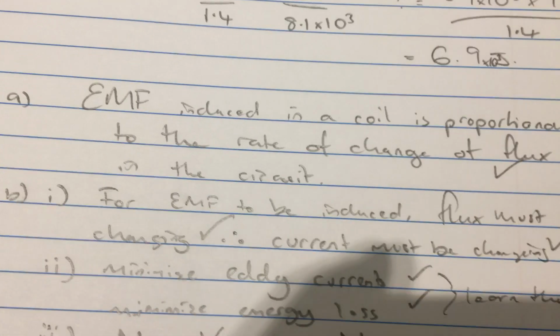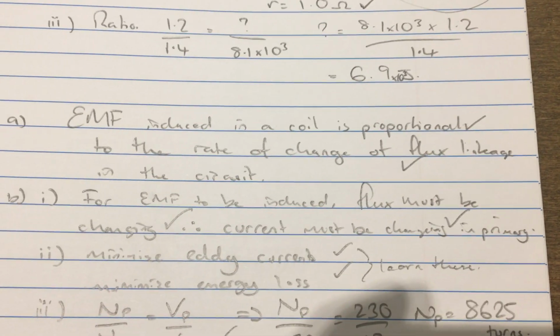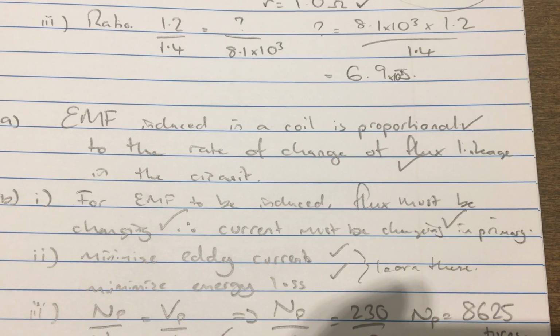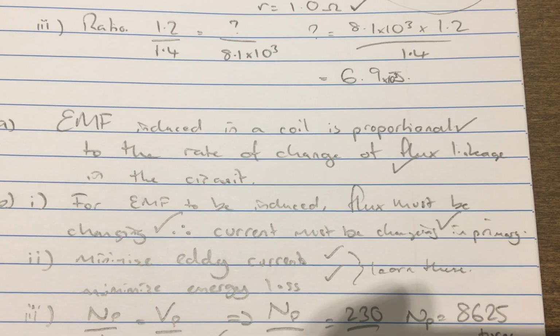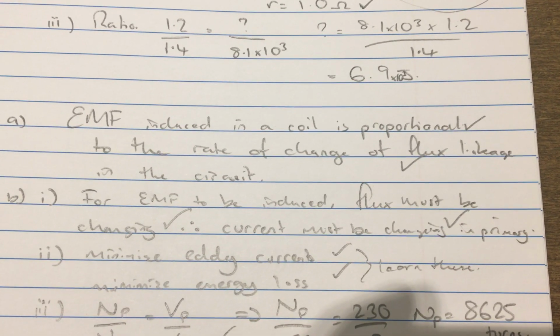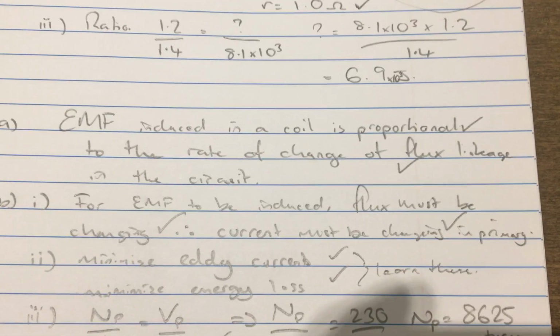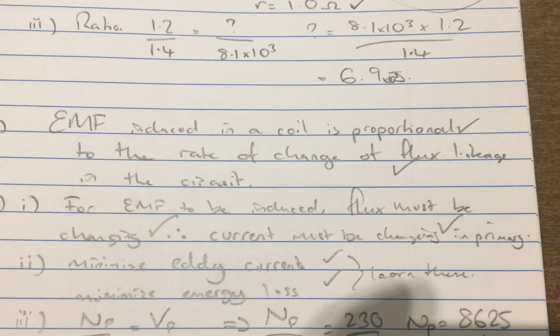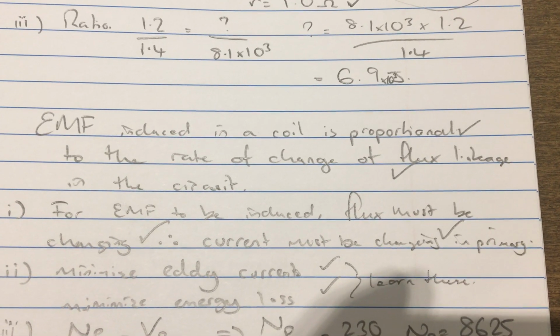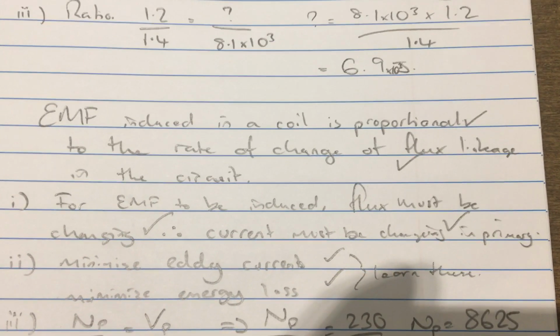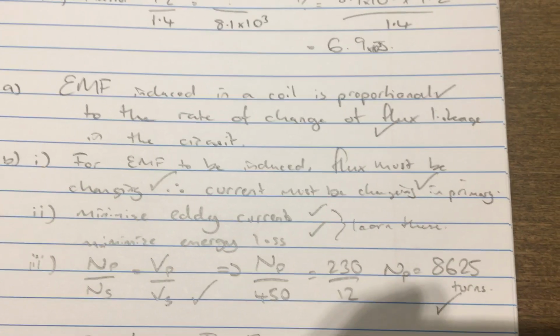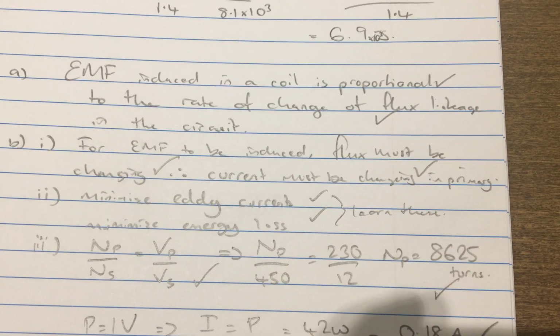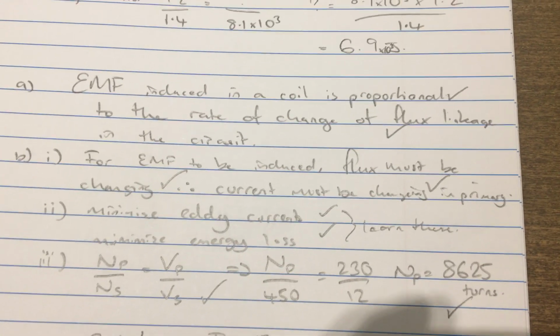So Faraday's law, the EMF induced in a coil is proportional, that's worth a mark, to the rate of change of flux. I said flux linkage in the circuit, but then I looked it up and it doesn't need that final bit. So EMF is proportional, I said is 1 mark, to the rate of change of flux. I said there's 2 marks. I guess if you're talking about rate of change of flux, you've probably got both marks.